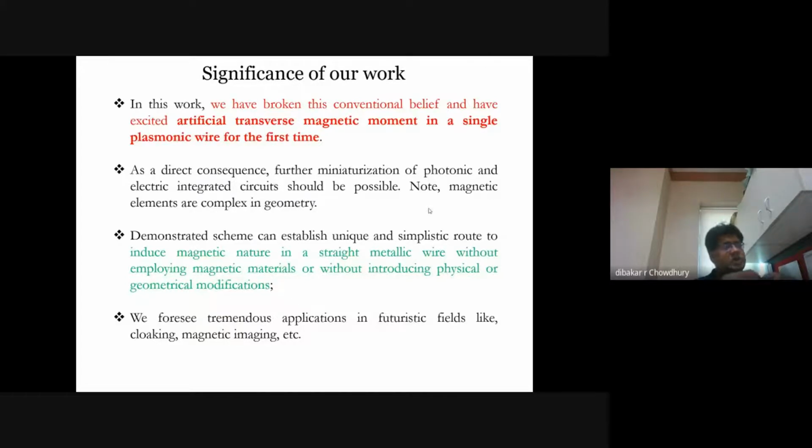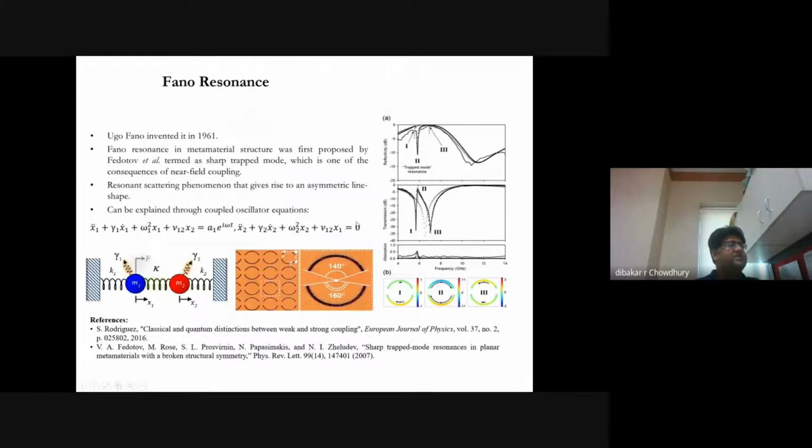You do not need to go. You know that for getting an inductance or magnetic property, you need to make coils and go for more complicated structures. But that's not always the case, and one can get it using a simple dipole. So this should help further miniaturization of photonic and electric ICs. You see that this concept can have a lot of applications in the near future.